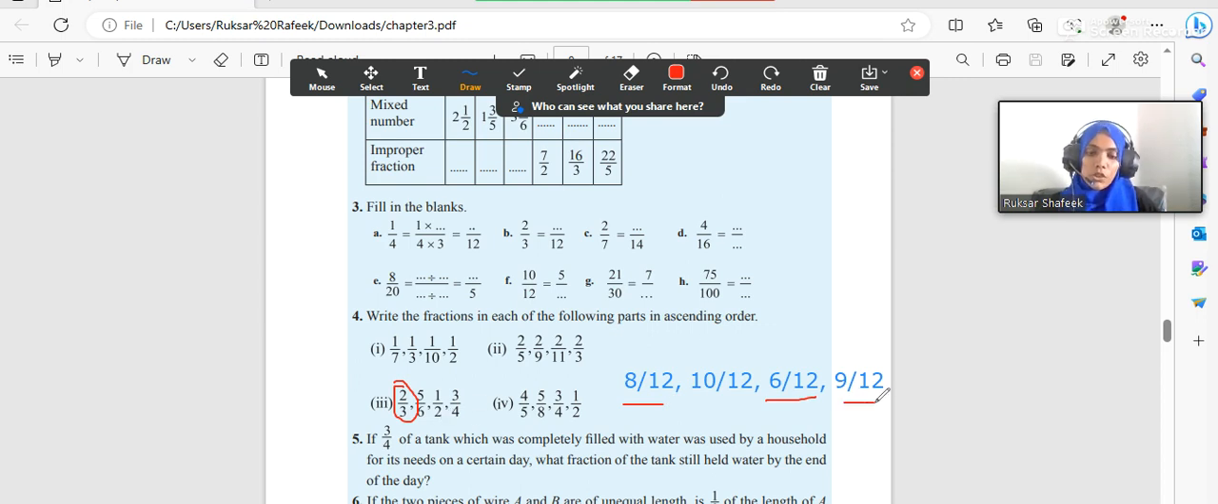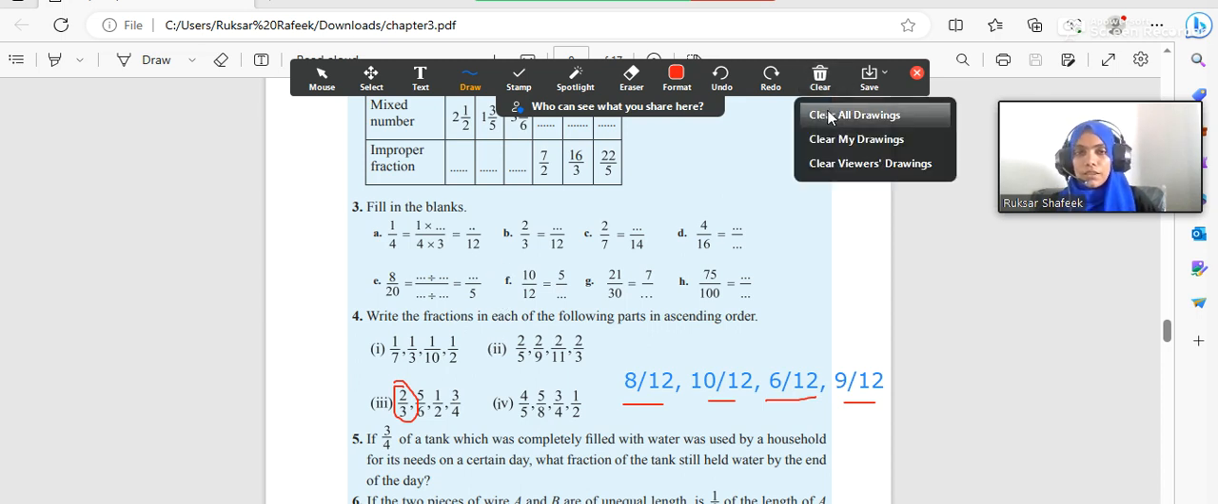And then it's 9 over 12, which is 3/4. And finally 10 over 12, which is 5 over 6. So that's how we can put them in ascending order when you're writing the fractions. So I hope that part was clear as well.